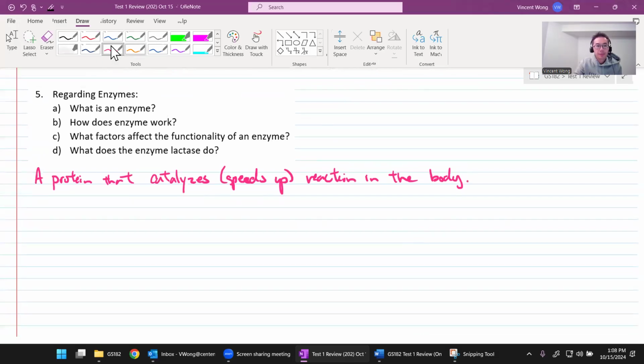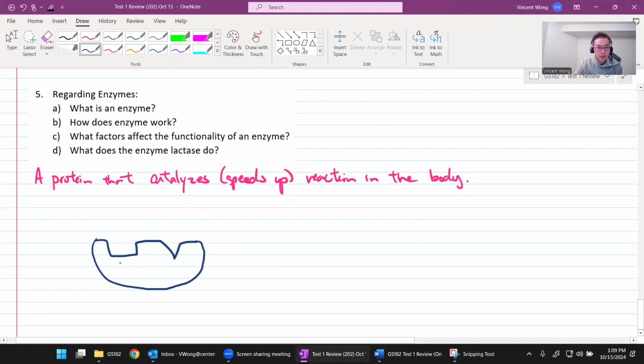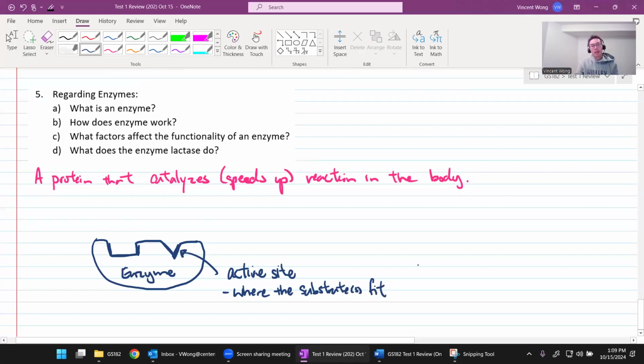And this is an example we recently did. Okay, so this is an enzyme. And the pocket that we fit the ingredients in, those are called the active site, where the substrate fits. And I'm just going to use substrates because there are more than one. Substrates are the ingredient, right?